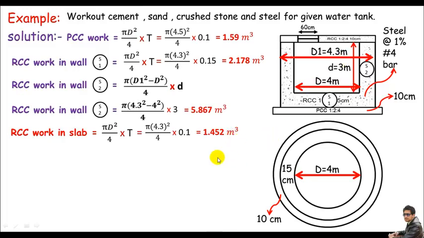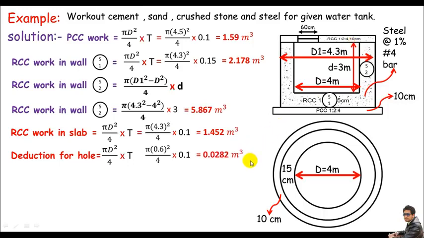But here we have a hole having diameter 60 centimeter. I'll just subtract this hole, right? So I can say deduction just for this hole. And the formula will be the same because the hole is just circular, right? So pi D squared divided by 4 times the thickness. And the diameter is just 60, it means 0.6 meter. So pi times 0.6 square divided by 4 times the thickness, which is also 0.1, the thickness of the slab, right? So equals 0.0282 cubic meter.